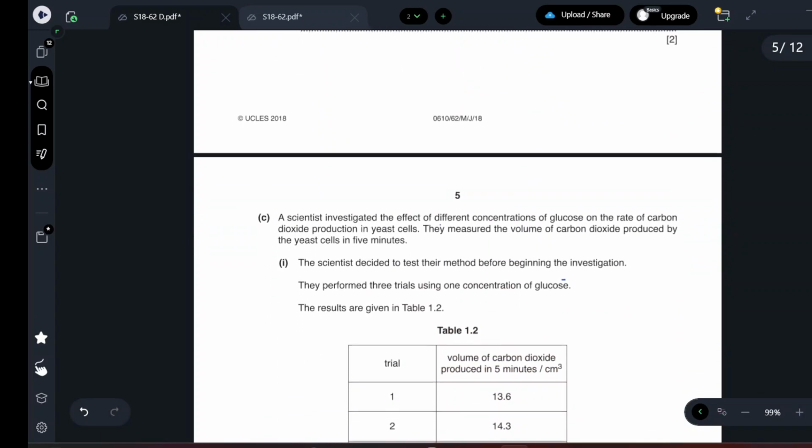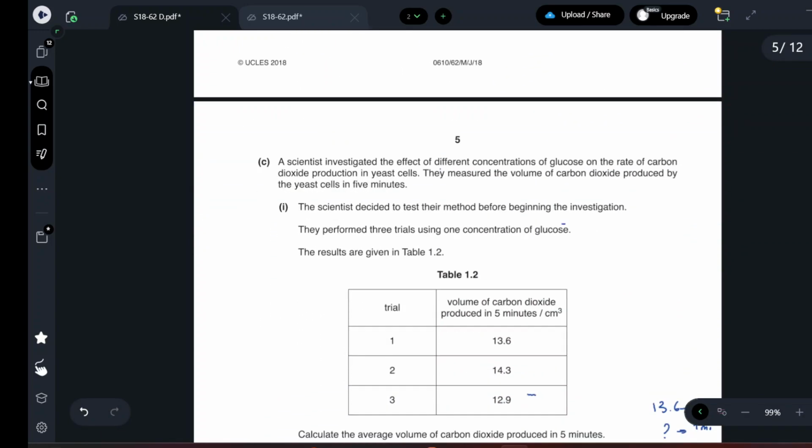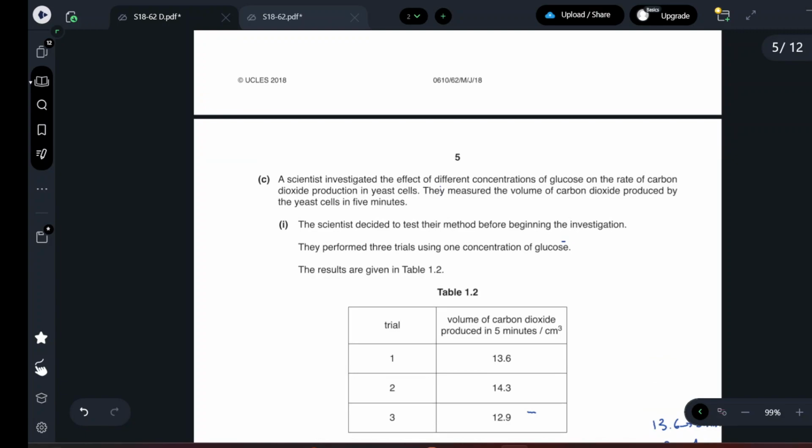The scientists investigated the effect of different concentrations of glucose on the rate of carbon dioxide production. We tried different concentrations of glucose. Therefore, we have another changed variable here. We are going to change the concentration of glucose and check what happens to the rate of carbon dioxide production. They measured the volume of CO2 produced by yeast cells in 5 minutes.